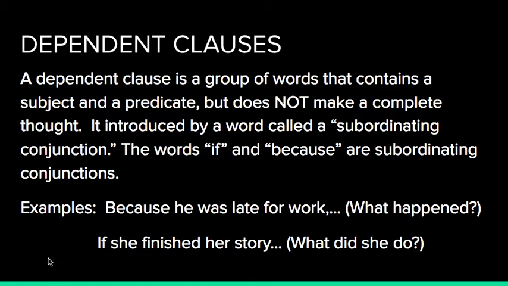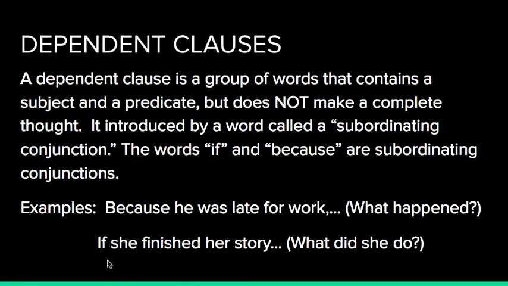So here's a couple of examples. Because he was late for work, well, this is a dependent clause because we need to know what happened. And we don't know because we don't have that independent clause to tie it to. So if we wanted to, we could say, because he was late for work, he missed the best parking spot, or because he was late for work, his coworkers were mad at him, or things like that. So we have to tell what happened or why something happens.